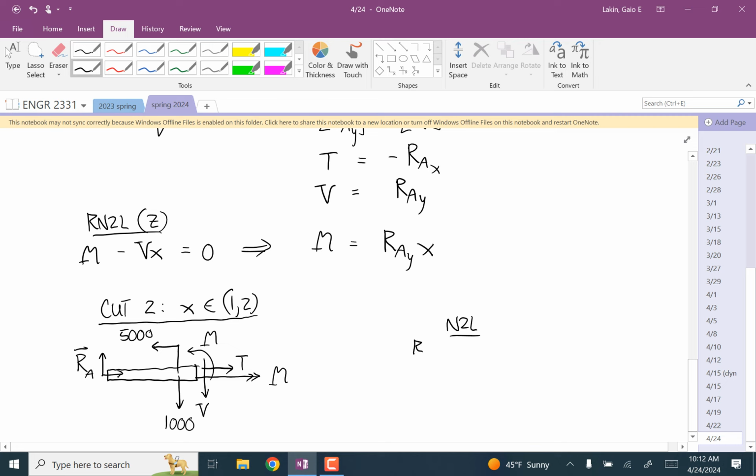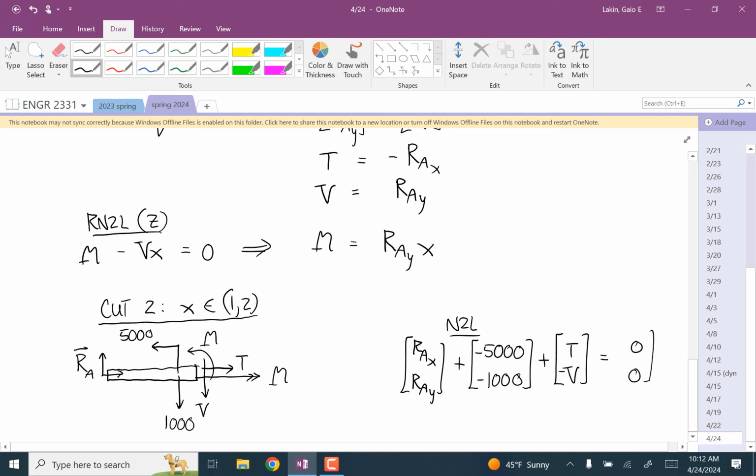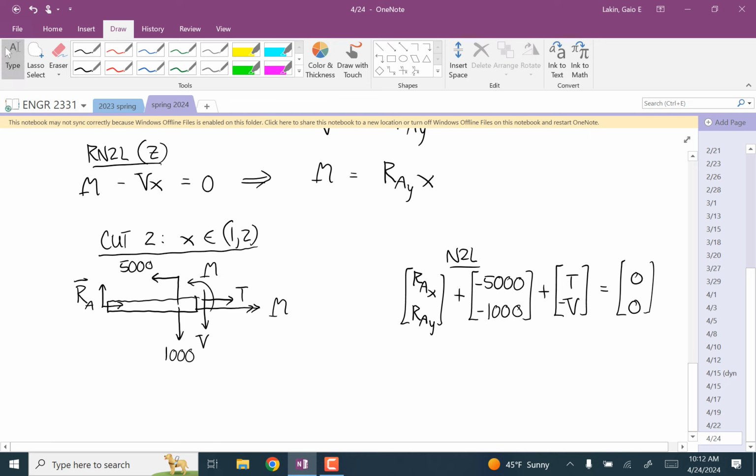Newton's second law says RAX, RAY plus negative 5,000, negative 1,000 plus T, negative V is equal to zeros. And so from the x equation, we get that T is equal to negative RAX plus 5,000. And V is equal to positive RAY minus 1,000.